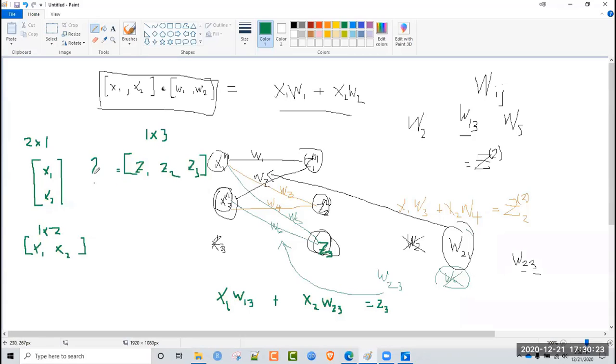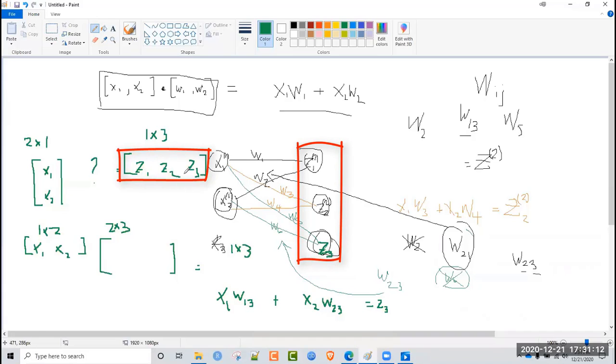And then what does this have to be to get this? 2 by 3. Wait, is it going to work or not? Yeah, 2 by 3, right. Okay, so if I have it 2 by 3, and if I take the 1 by 2 and multiply it by 2 by 3, I am going to get a 1 by 3. So I know that the middle matrix has to be a 2 by 3 in order to get a 1 by 3 at the end. And I want to get a 1 by 3 because I want to get the values for Z1, Z2, Z3.